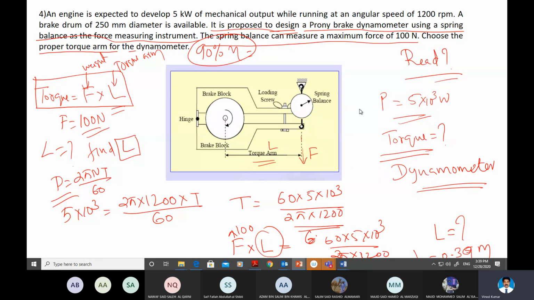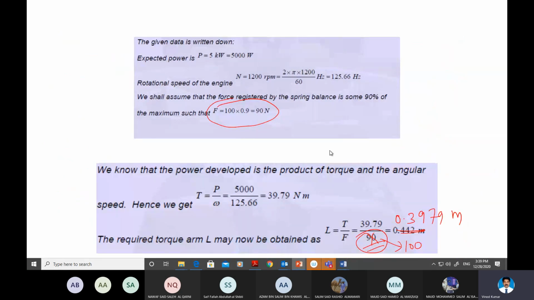So power is equal to 2 pi NT by 60. You know that equation for power. So 5 kilowatts is the power, 2 pi N is the speed, 1200 RPM, times T by 60. From here you get the torque value directly. How much is the torque? You are getting it as 39.79. If you need not consider the efficiency, 39.79.